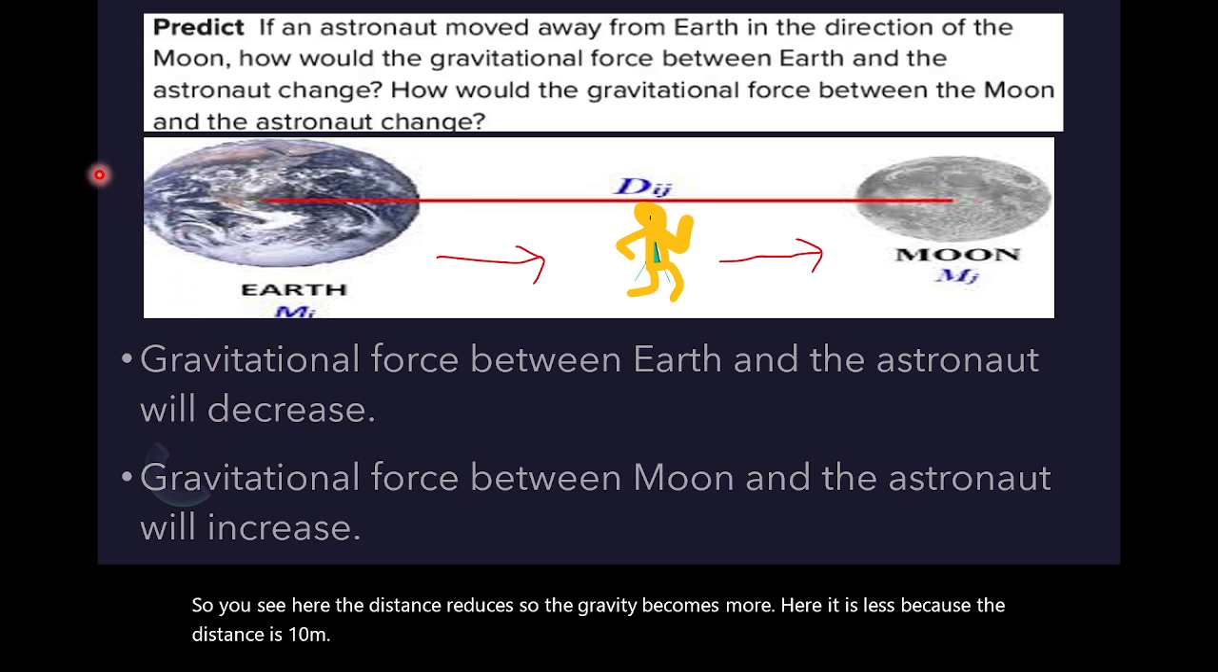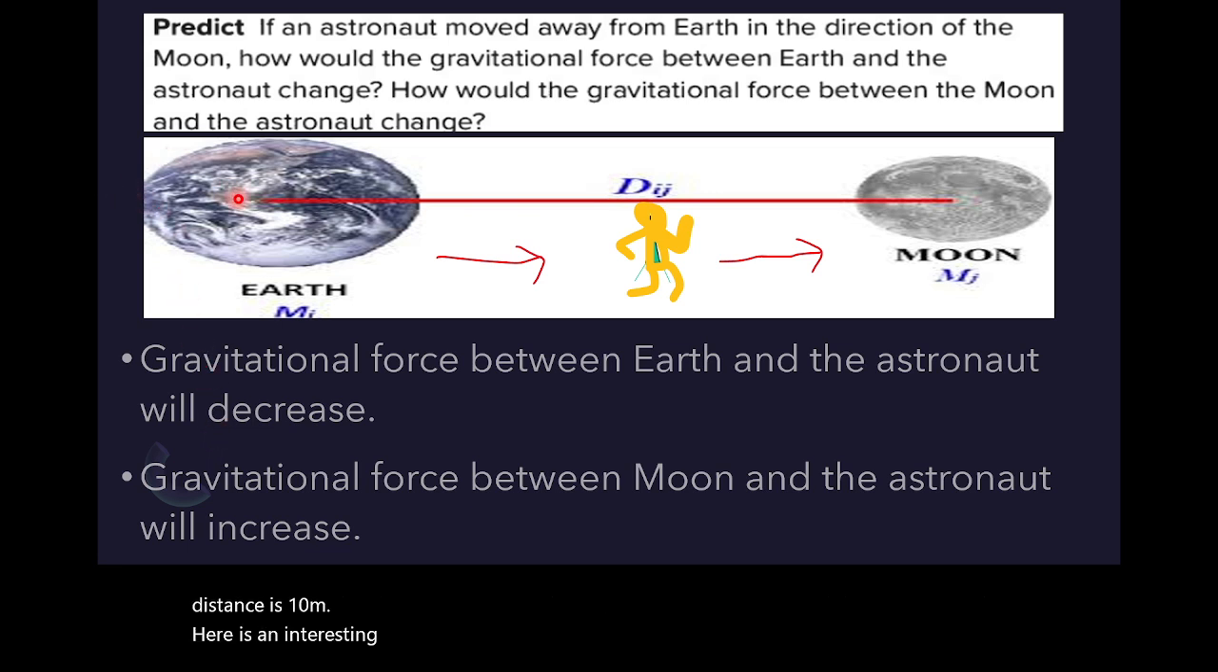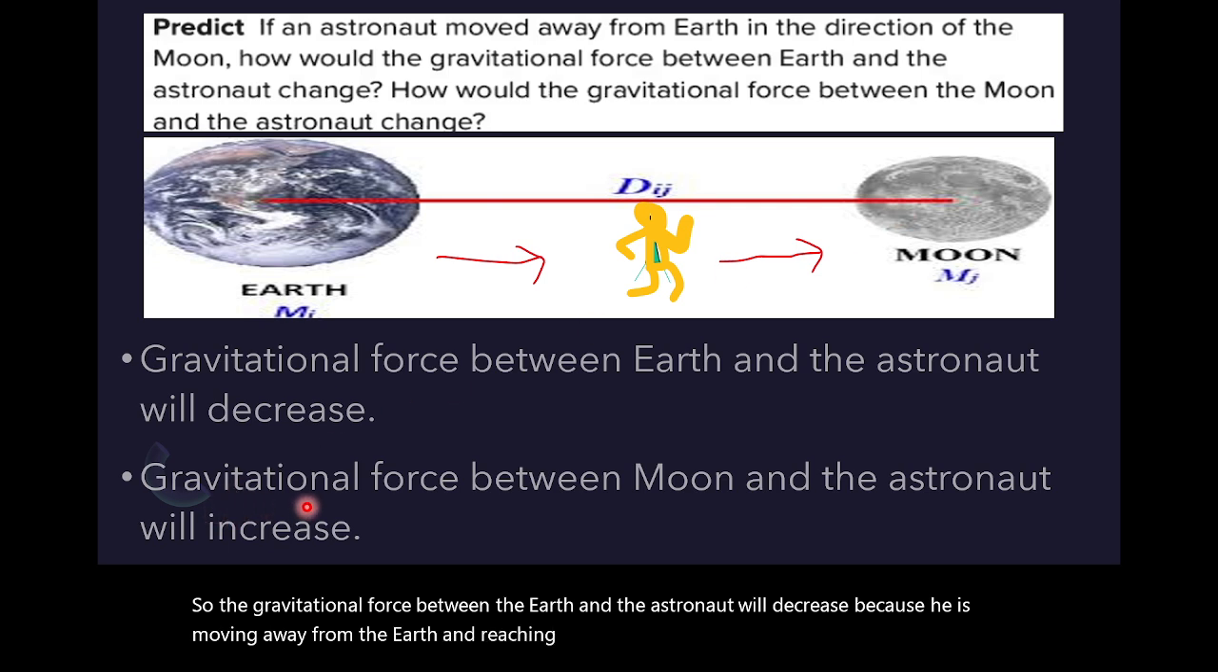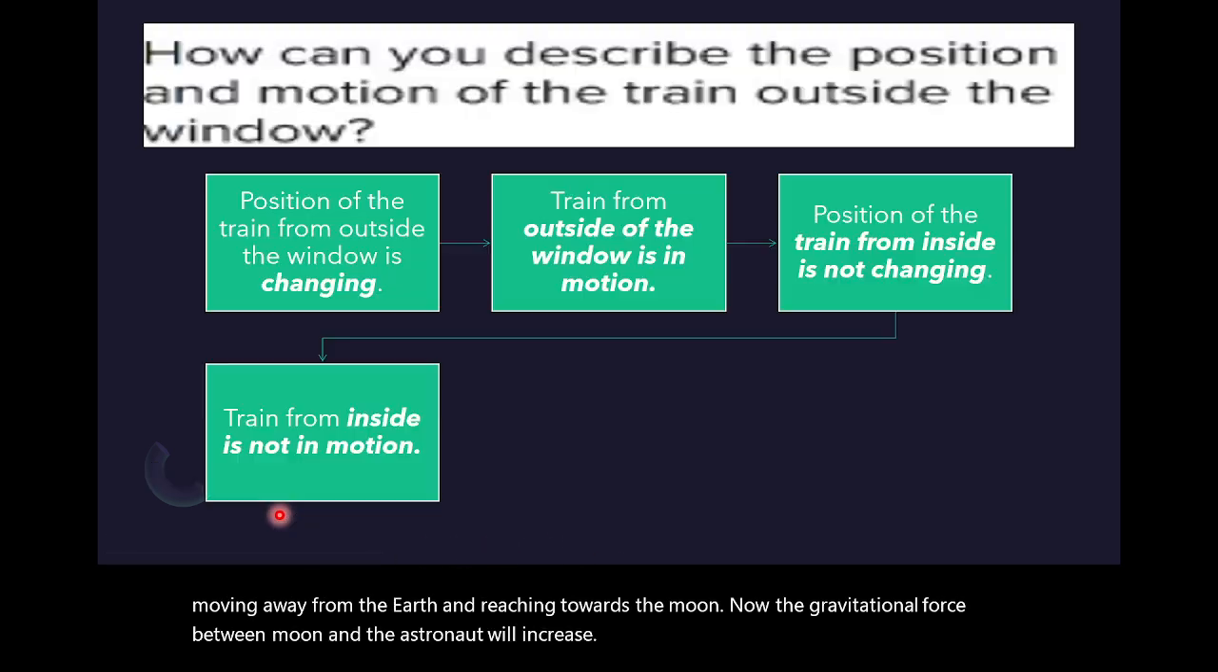Here is an interesting question. Earth, moon, and an astronaut moving towards the moon. The gravitational force between the earth and the astronaut will decrease because he is moving away from the earth and reaching towards the moon. Now the gravitational force between the moon and the astronaut will increase.